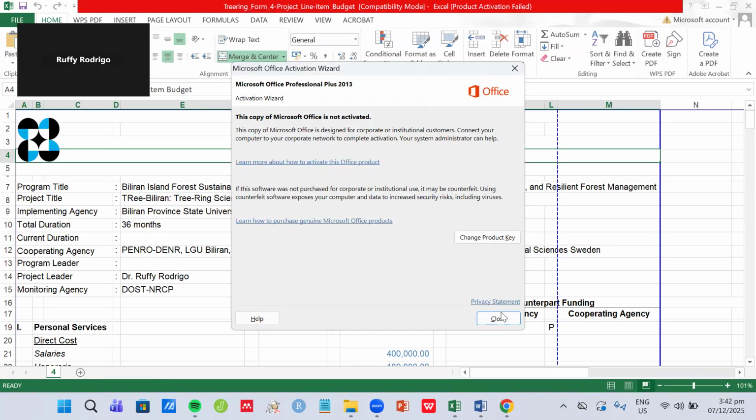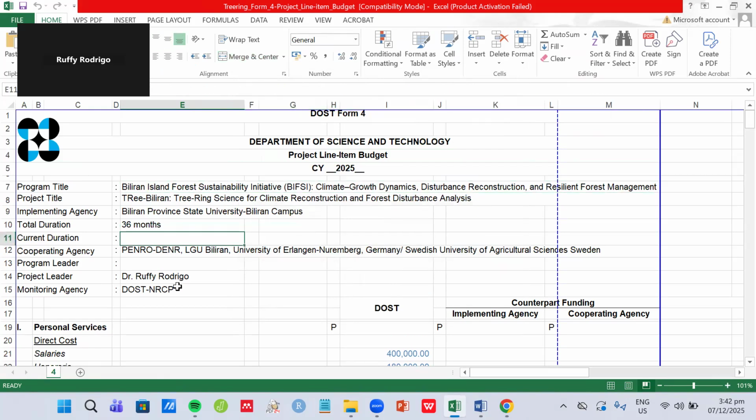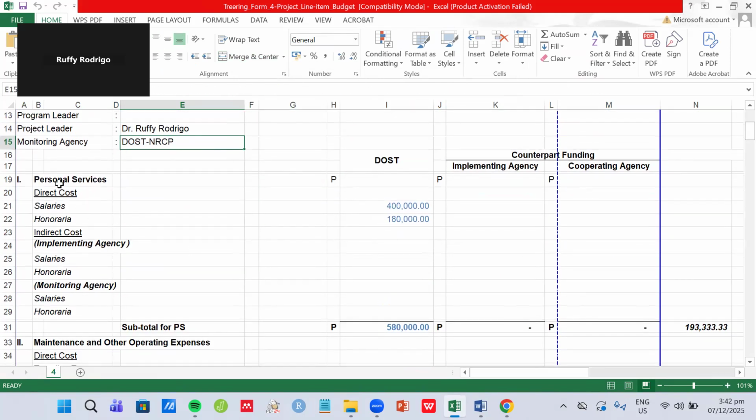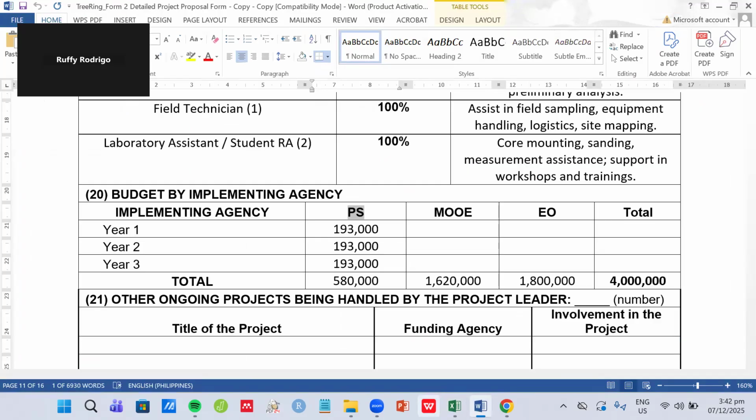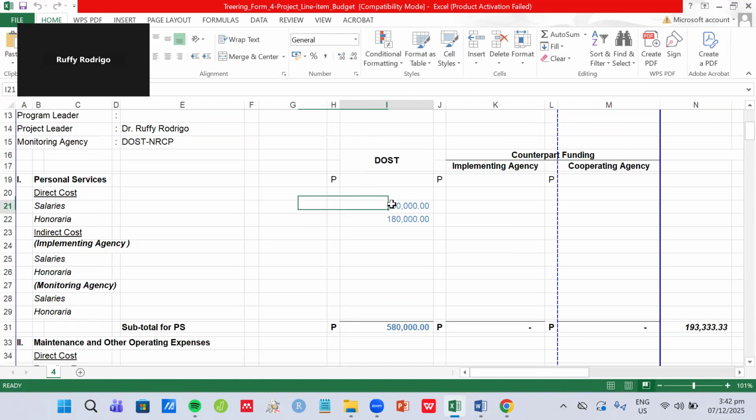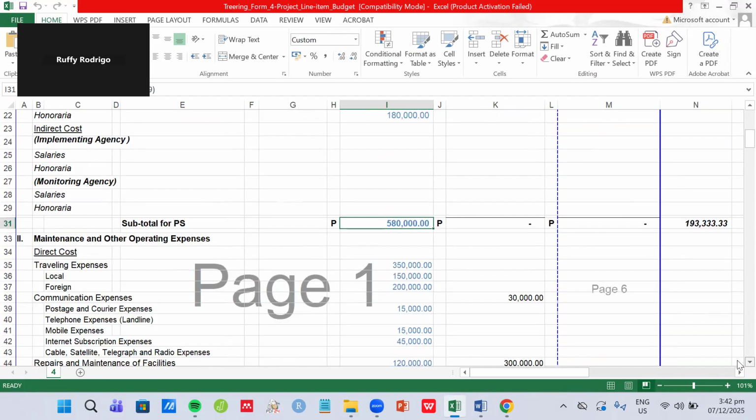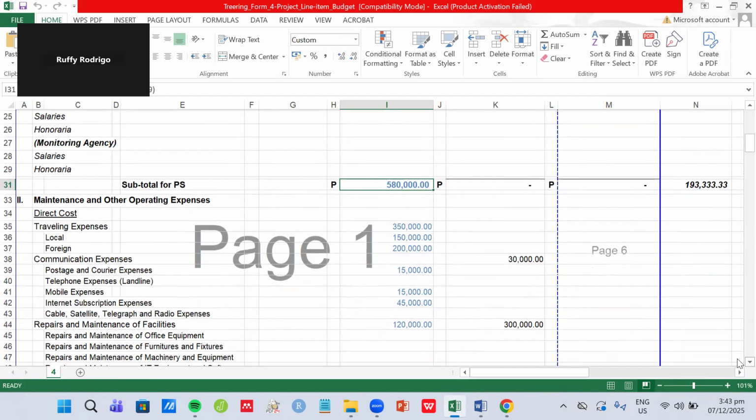All right. So this is the project now. There's a project, 13 months, me, and yes, that's right. So personal services. If you remember, personal services is PS, and let's say salary is 400,000, honorary 180,000. So basically for 3 years, you're asking 580,000 for 3 years.